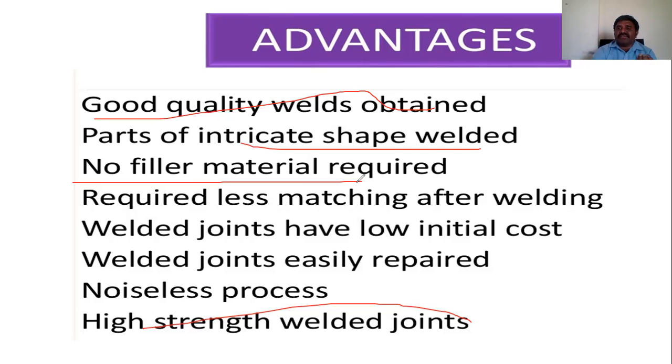That is the beauty of this oldest method, forging. It requires less machining after the welding, and the weld joint has a low initial cost. By using pressure, which is nothing but a hammer, we can go with the welding.